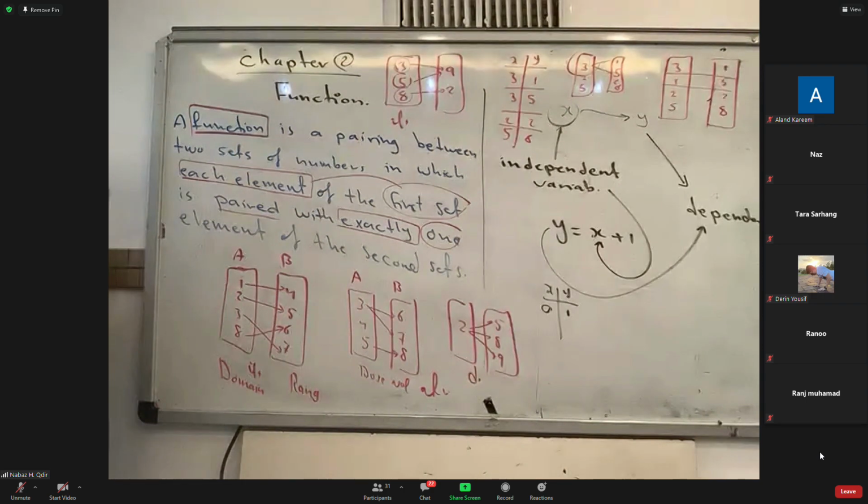Arrange. The set A is called domain and B is called arrange.